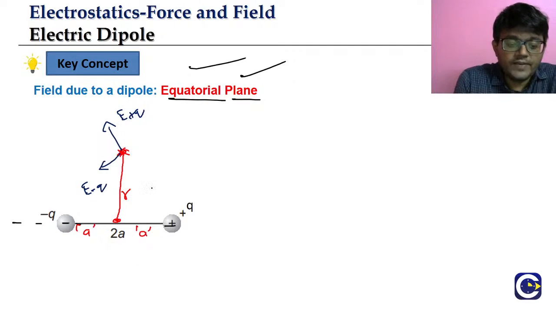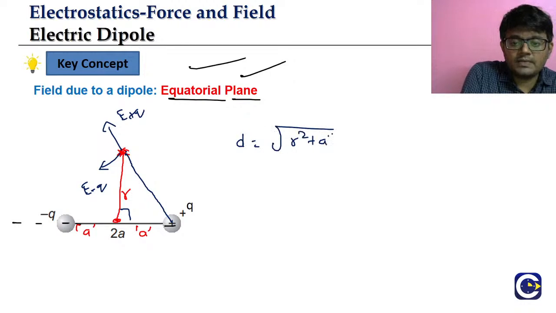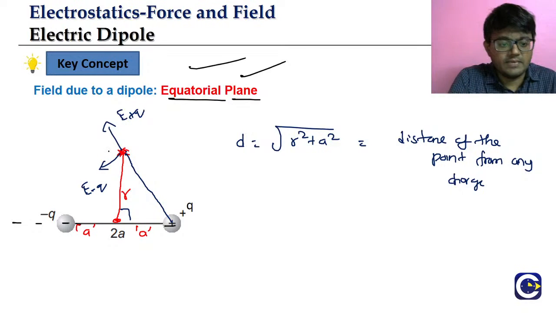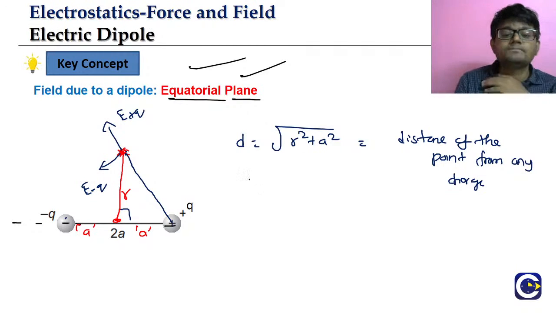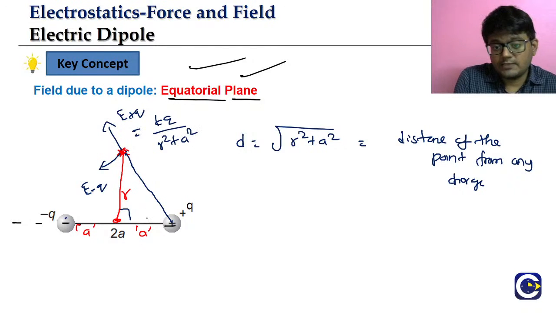Now see what the values of these fields are. If you take the distance of the point from any charge, it will be the same because it is symmetrical. Look, this is a right angle triangle. The hypotenuse d is root of r square plus a square. d means the distance of the point from any charge, because from both sides the distance will be the same. The magnitude of this electric field is kq by d square, and d square is r square plus a square.